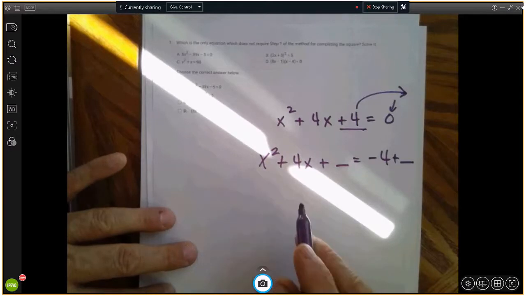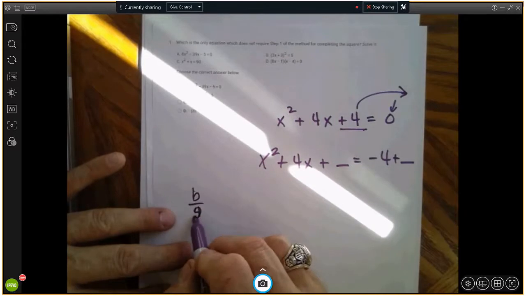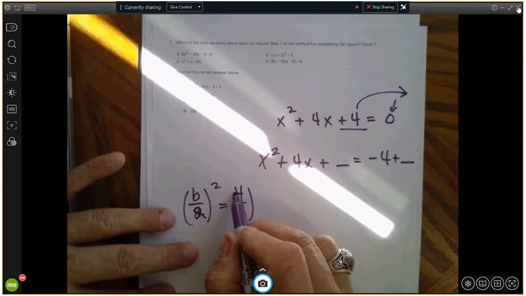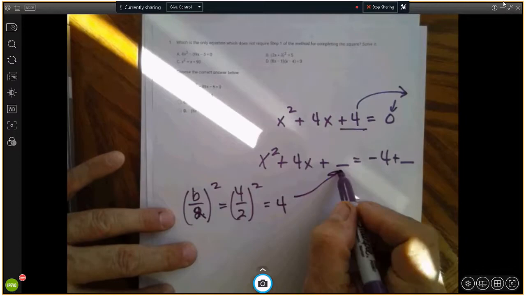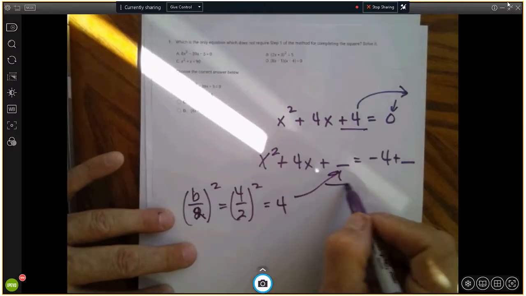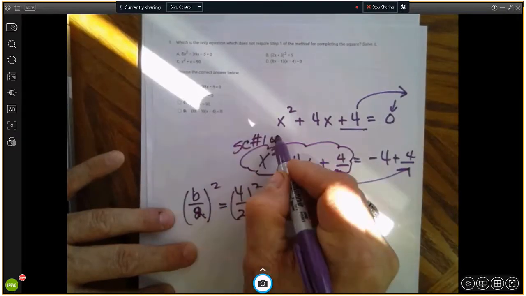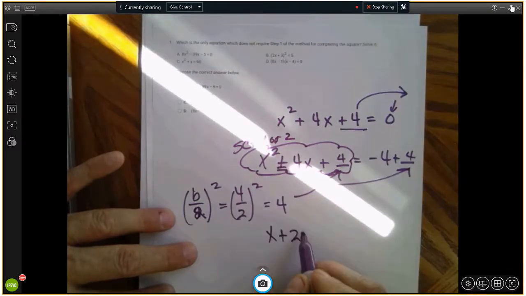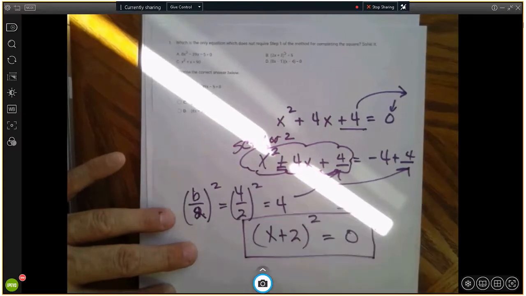Now, you go half of 4, b divided by 2, and square it. 4 divided by 2, square it. And that's equal to 2 squared, which is 4, and that 4 goes there and there. And then you get shortcut number 1 or 2 over here. And that's shortcut number 1. (x plus 2) quantity squared is equal to 0. And I think that's what they're looking for, but I don't know.